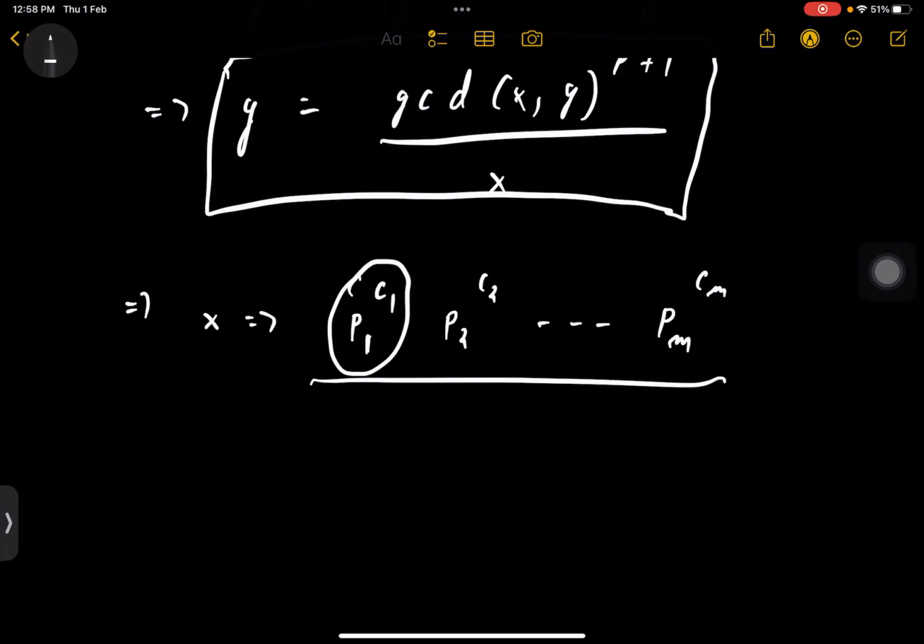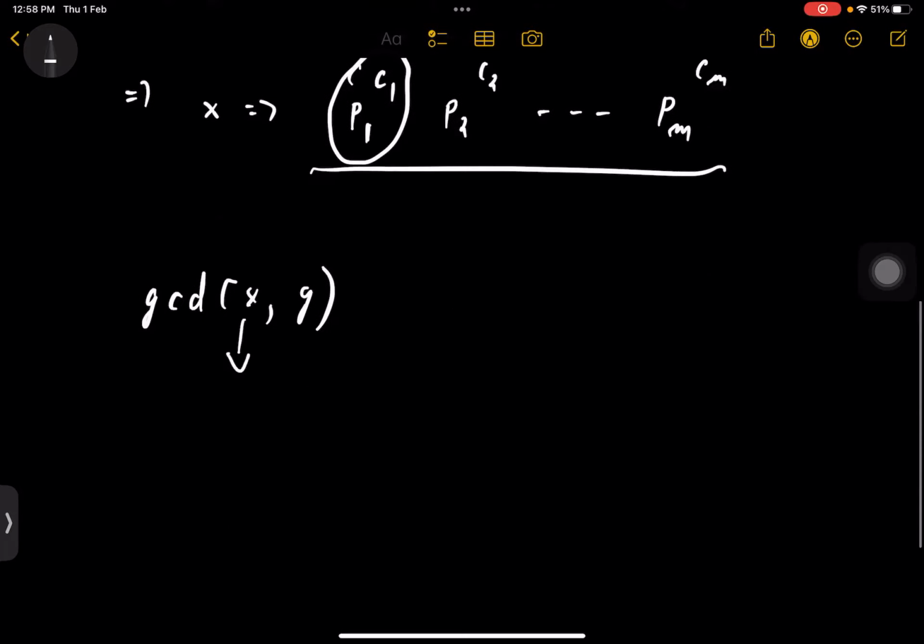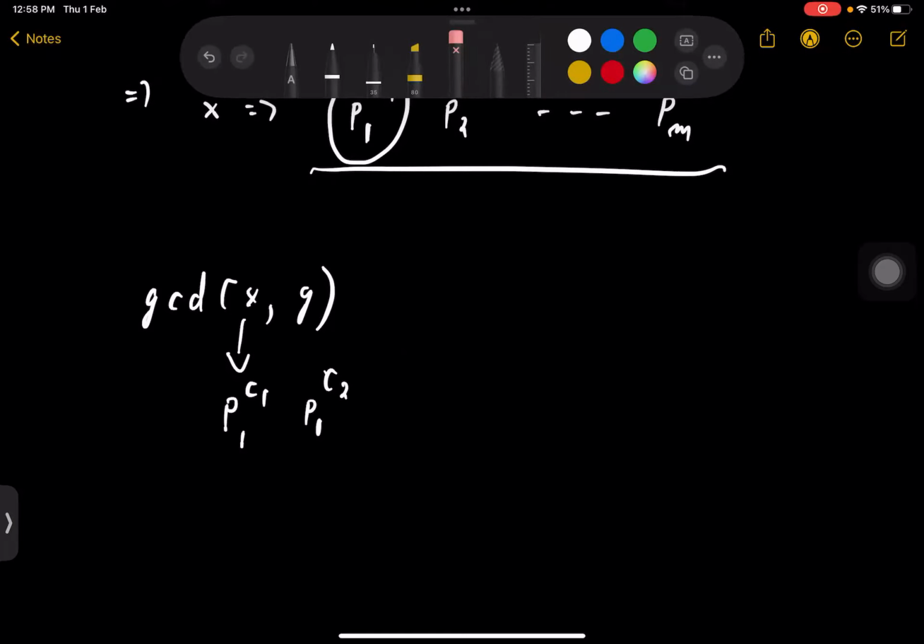Because GCD of any two numbers can be understood in terms of prime powers. Let's say we consider the GCD of two numbers x and y, and in x there is a prime factor p with a count of c1, and the same prime factor p in y with a count of c2. Let's call it p only instead of p1.